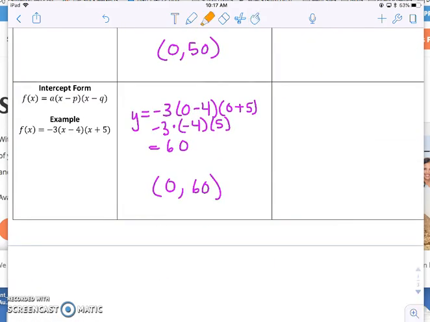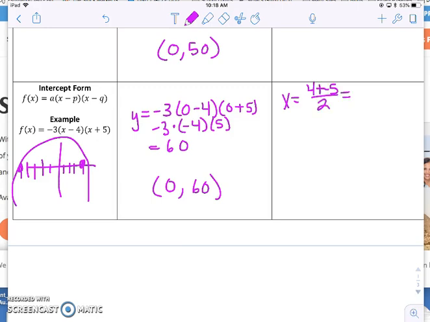And then for intercept form. We like intercept form because it tells us where it crosses. So this tells us it crosses at 4 and -5. And it's a negative a coefficient, so we know it's a parabola facing down. Well, what do you know about our vertex? It has to be right in the middle of our intercepts. So the x-coordinate is that middle: 4 plus -5 divided by 2. So we have -1/2. And then to get our y-coordinate, we just plug in that x value.